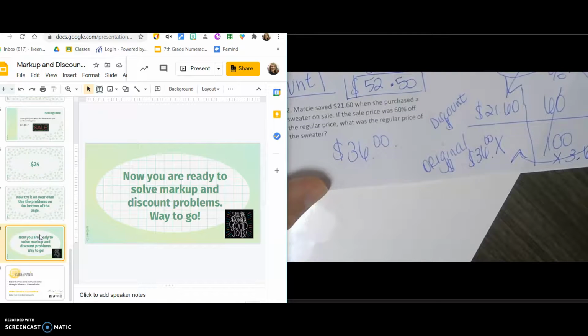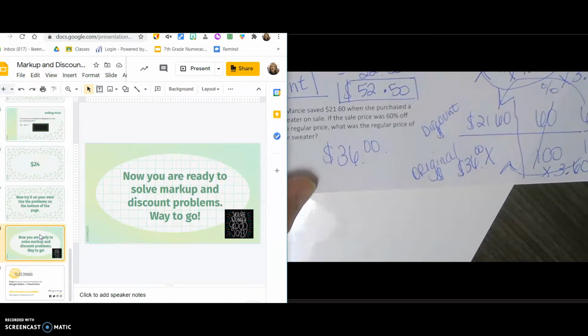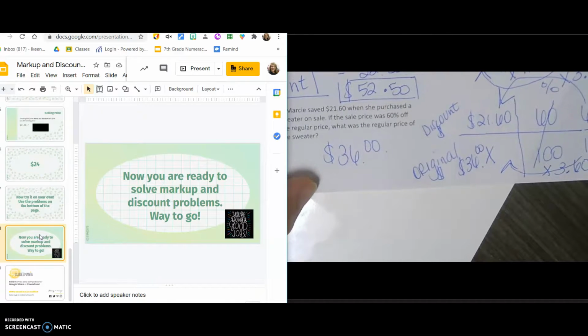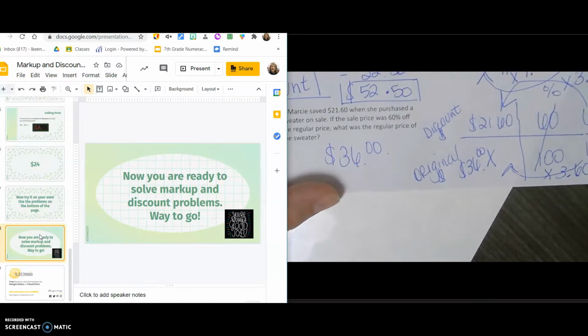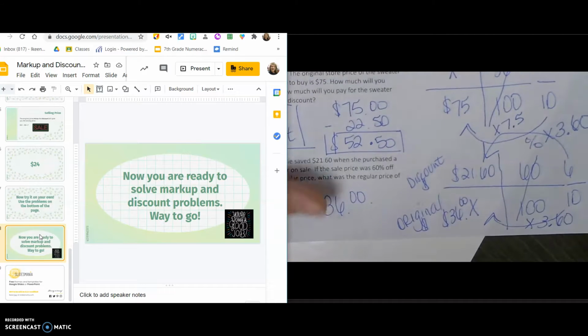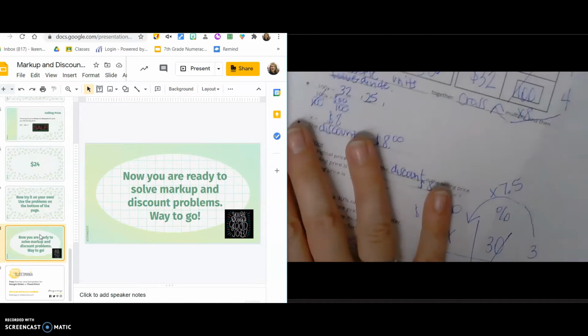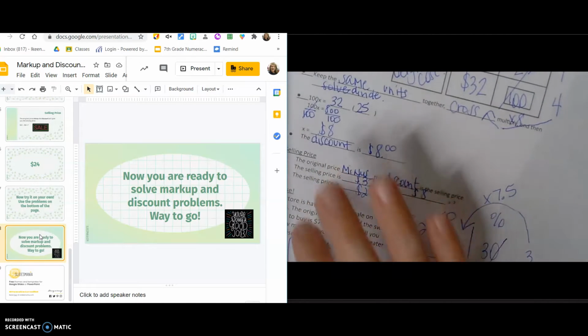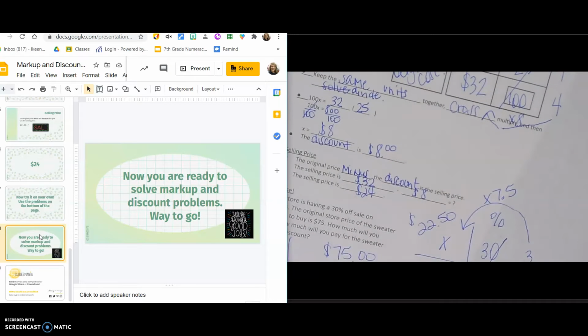All right, guys, so these two notes have helped us be ready to solve markup and discount problems. So you have done awesome today. If anything is still confusing, please make sure that you come see me at a tutorial session. But otherwise, you are ready to go with markup and discount notes. Good job.